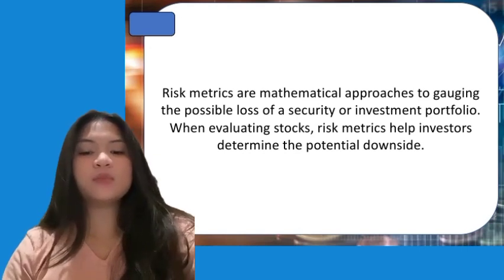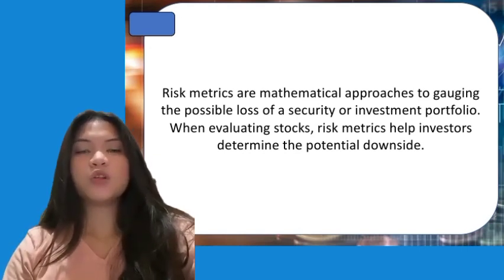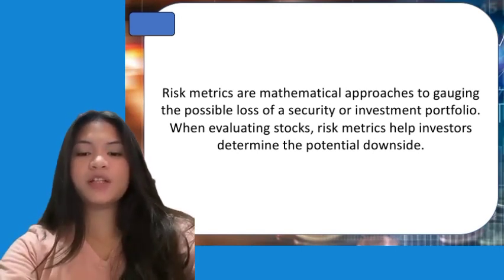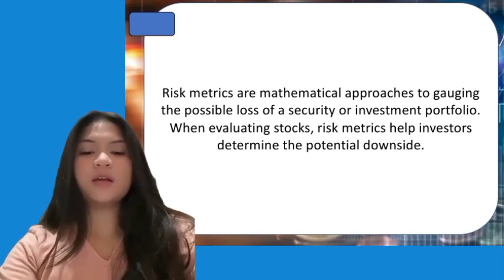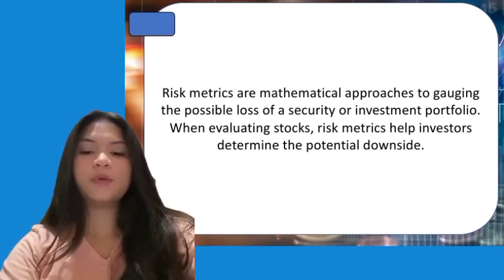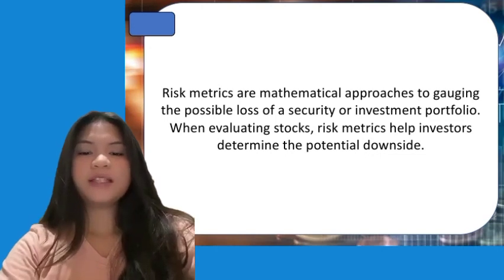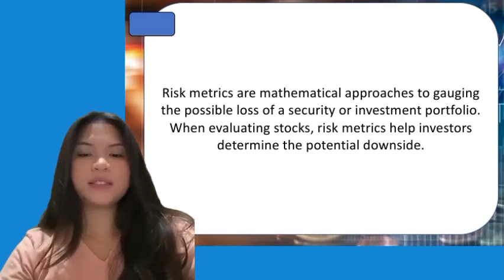A high beta means more risk, but also more potential reward. Next, the Sharpe ratio. The Sharpe ratio tells you how much return you get for the risk you take. For example, if your Sharpe ratio is 0.5, it means that you get 0.5 units of return for every unit of risk. A higher Sharpe ratio means better performance.